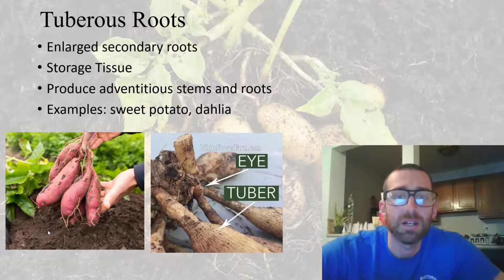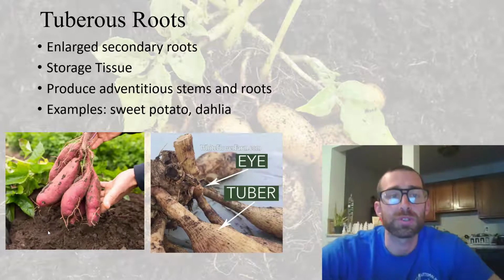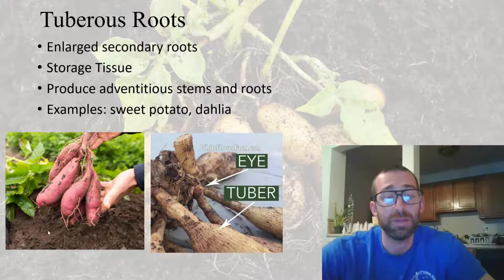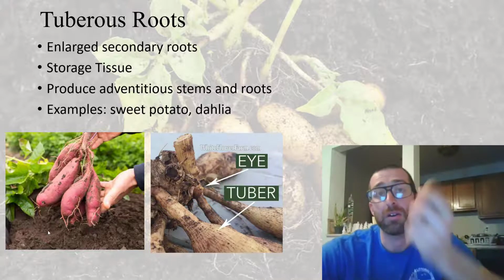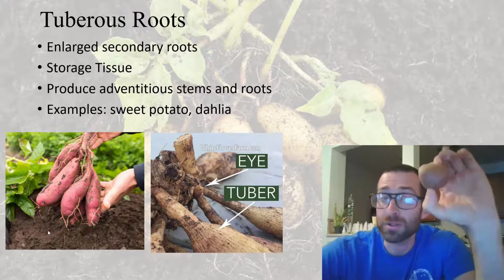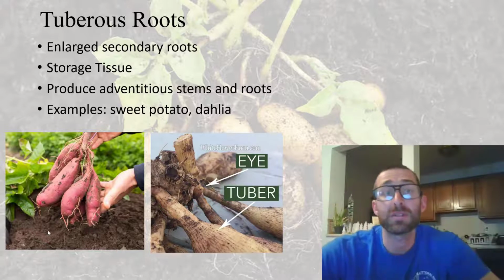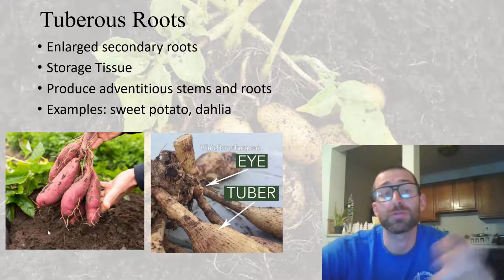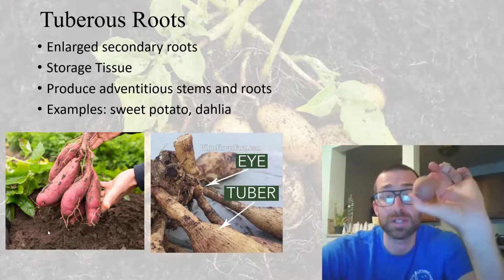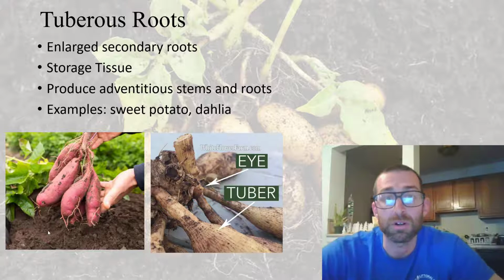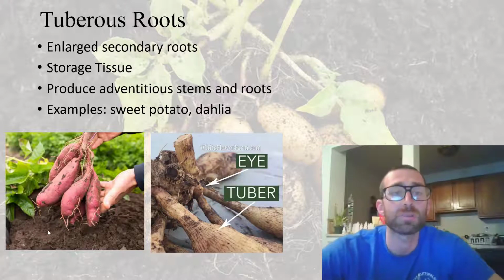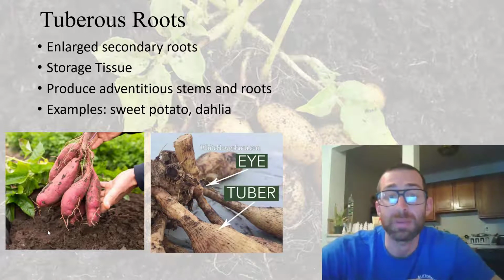And then lastly, we are going to look at tuberous roots. There is a difference between our potatoes and our sweet potatoes, and the big difference is that our potatoes here are tubers and those are stems, whereas our sweet potatoes are tuberous roots. So they're actually root tissue as opposed to stem. Other common plants that produce tuberous roots besides our sweet potato are our dahlia, right? They also produce these tuberous roots, and they can be propagated in this way.